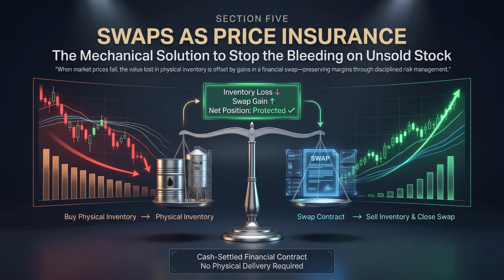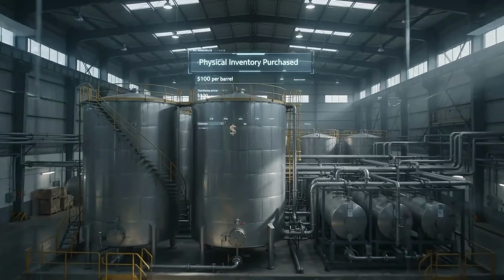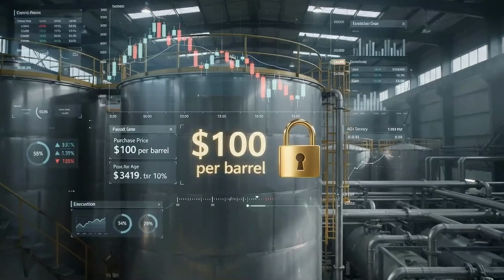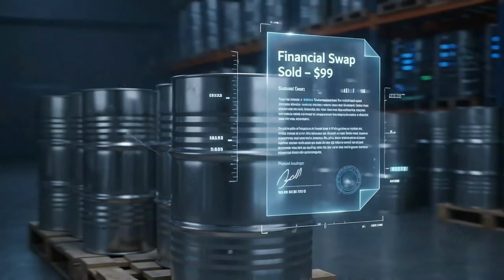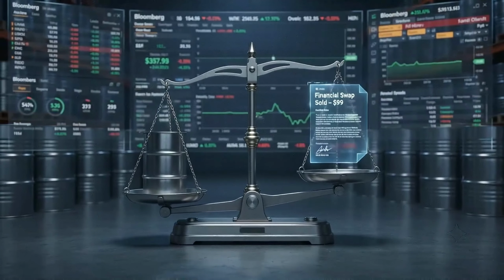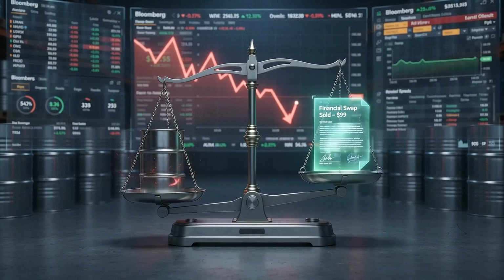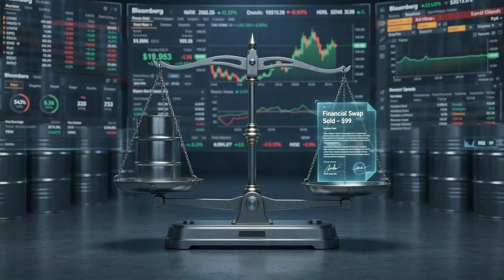This brings us to Section 5, Swaps as Price Insurance, the mechanical solution to stop the bleeding on unsold stock. Here's the core idea. When you buy physical inventory, you lock in a rigid fixed cost, say $100. By selling a financial swap at $99, you convert that rigid cost into a protected position. When prices fall, the inventory loses value, but the swap gains value. The two positions offset each other, helping preserve your margin.